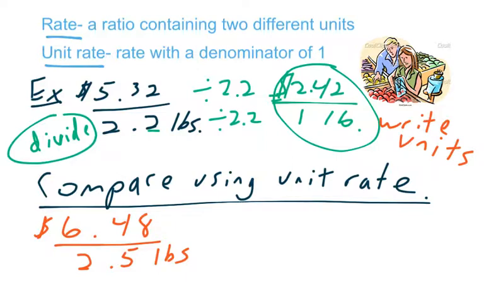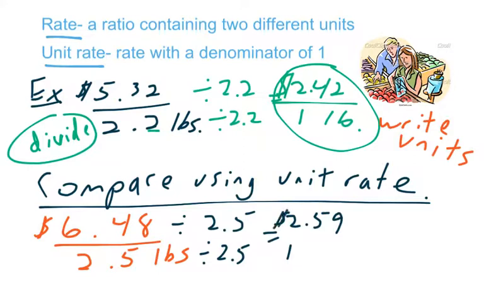So let's divide by the denominator, the 2.5. That makes the denominator 1. Divide by 2.5 here. You can use a calculator. And we get 2.59 about. $2.59 per 1 pound. And notice I use the word per. That fraction bar indicates the word per. $2.59 per 1 pound. So that's this unit rate.